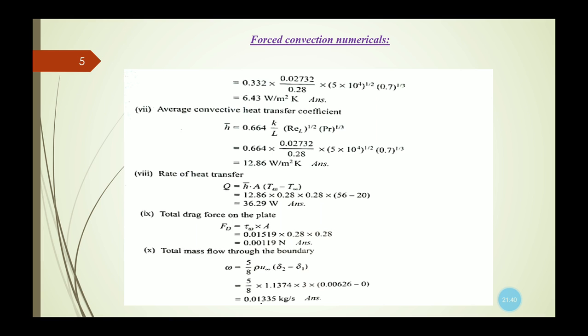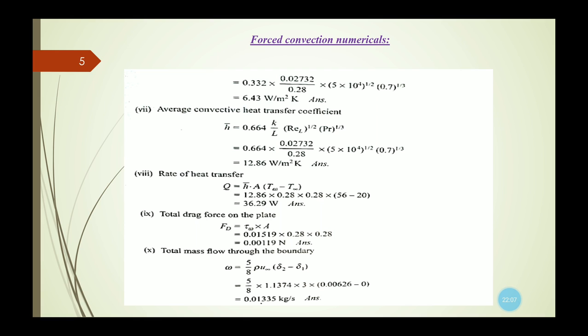Next, to calculate the average convective heat transfer coefficient, we need to use this formula, which is H bar equals 0.664 k by L, root under Reynolds number and cube root Prandtl number. This formula of the Nusselt number we have discussed earlier. So putting all these values in this equation, we can calculate the average convective heat transfer coefficient, which is 12.86 watt per meter square Kelvin.